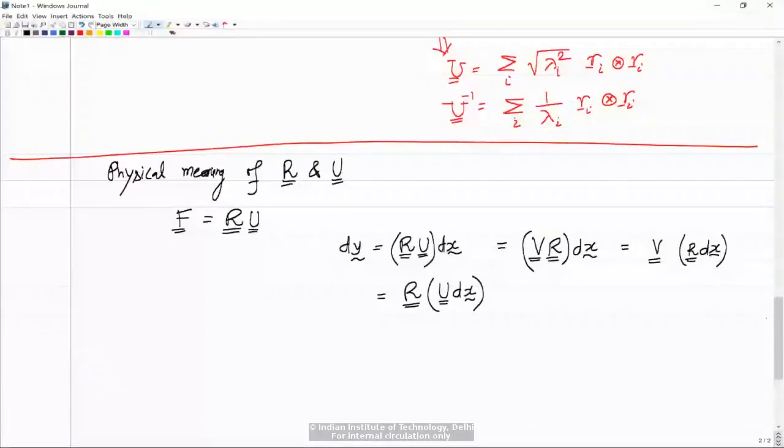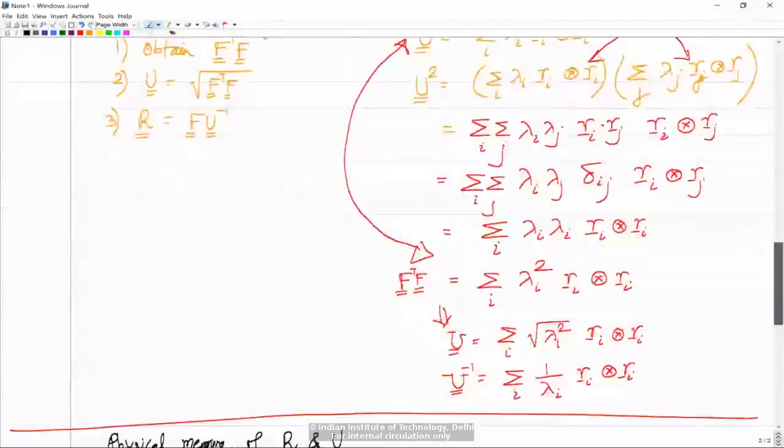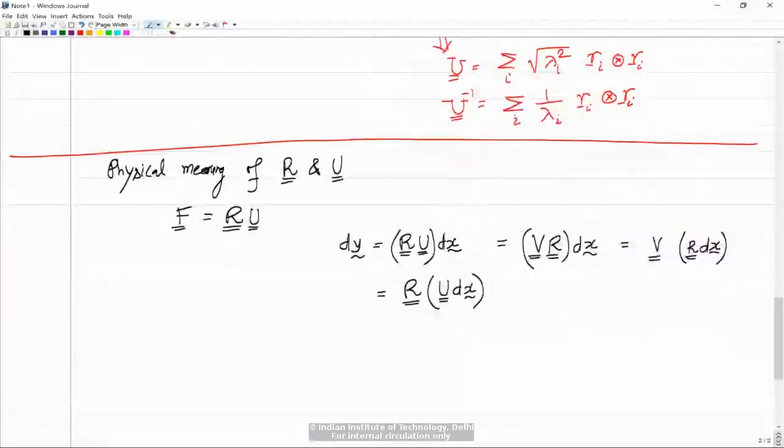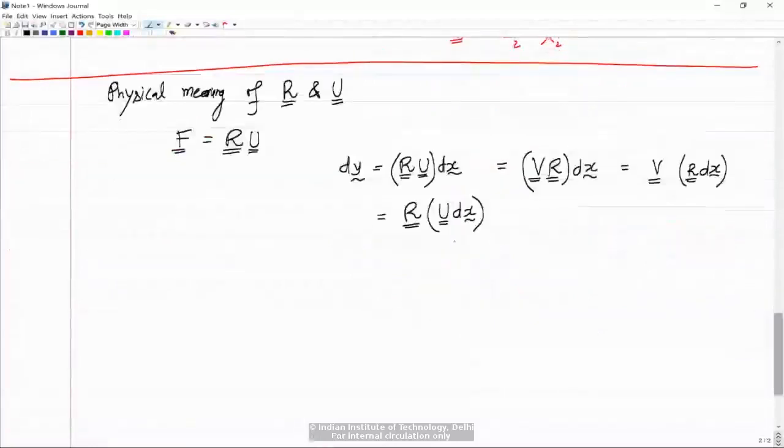By the way, once you have R and U, how do you get V? So what's the relationship between U and V once you have gotten R and U? So I'll get to that. Let me just finish whatever I had started. So let us try to understand what this is actually implying.